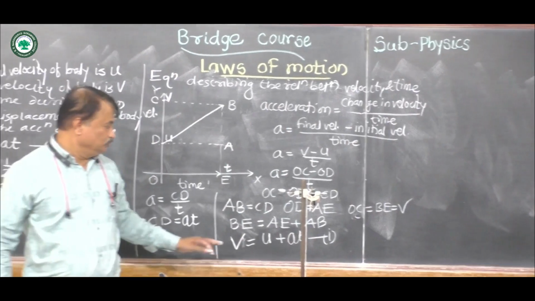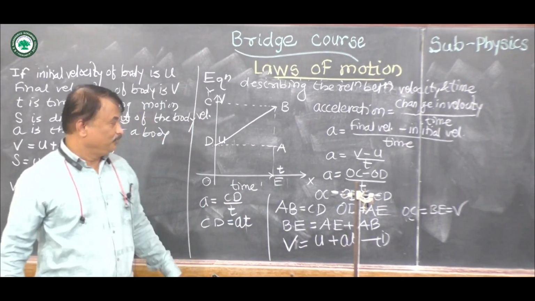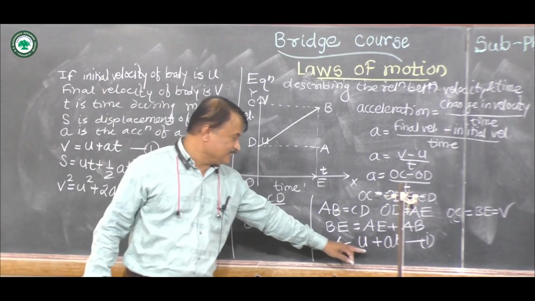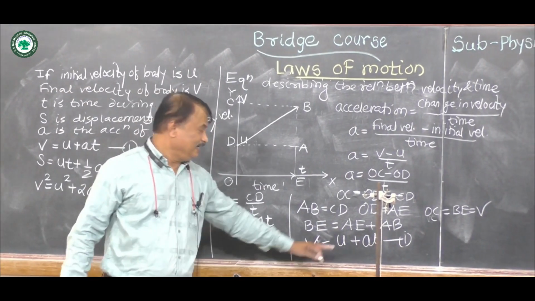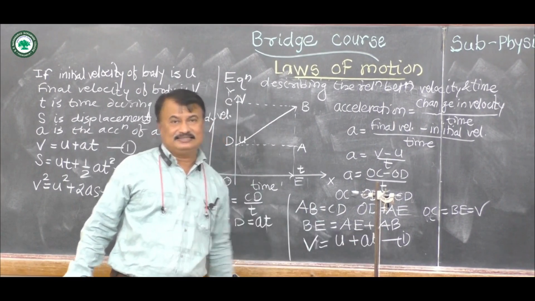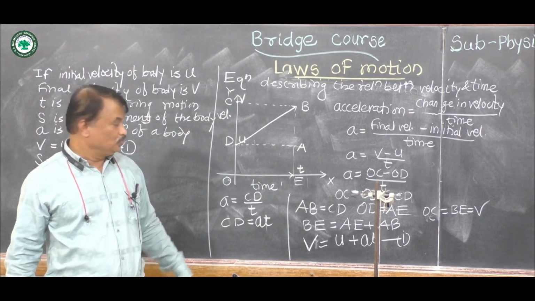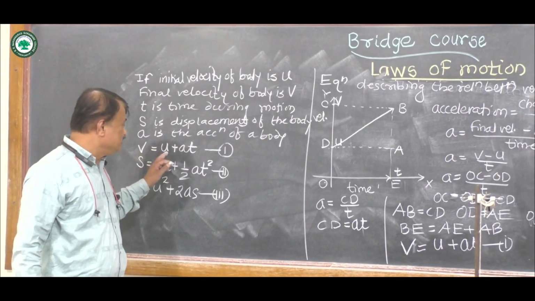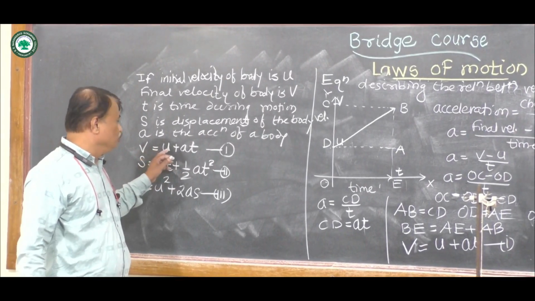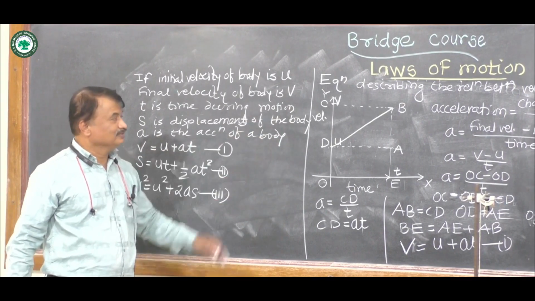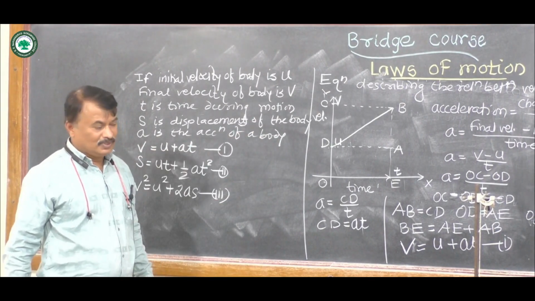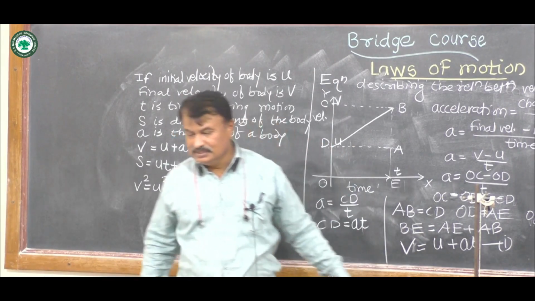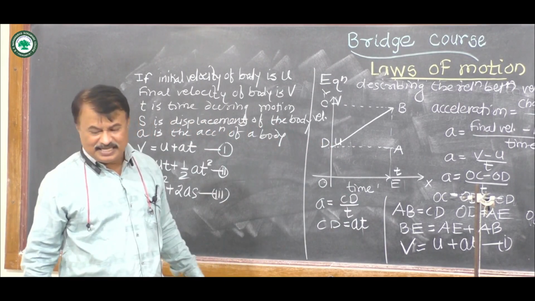V is equal to U plus AT, where V is final velocity, U is initial velocity, A is acceleration, and T is the time. So in this way we get the first kinematical equation, Newton's first equation of motion, V is equal to U plus AT, by using this graph. Now we derive another equation, the relation between displacement and time.